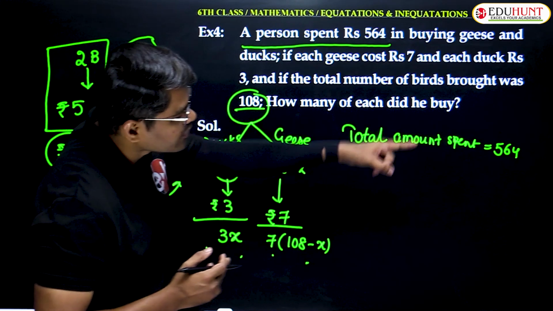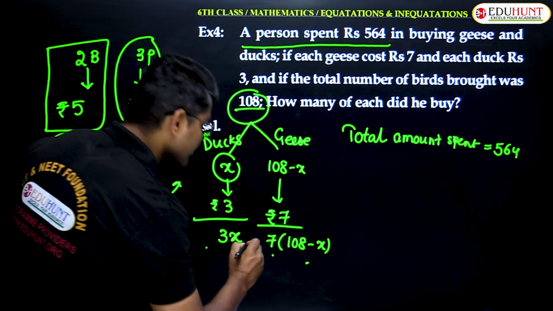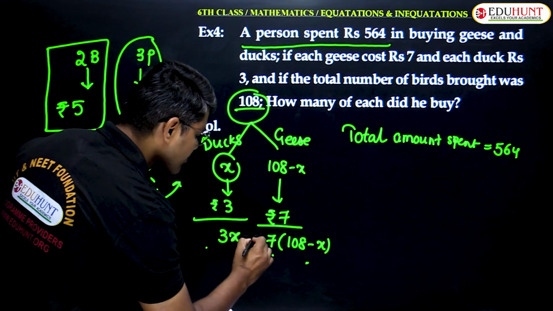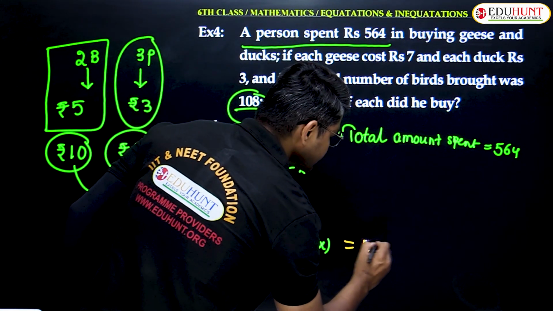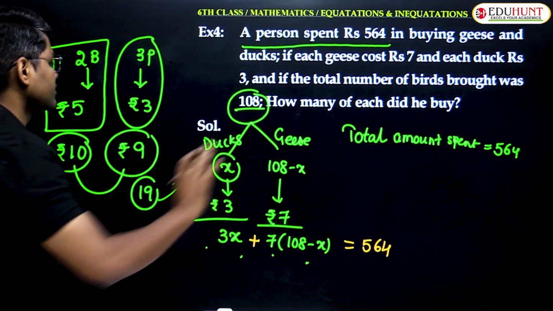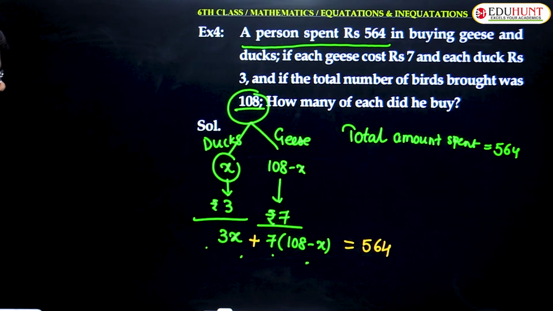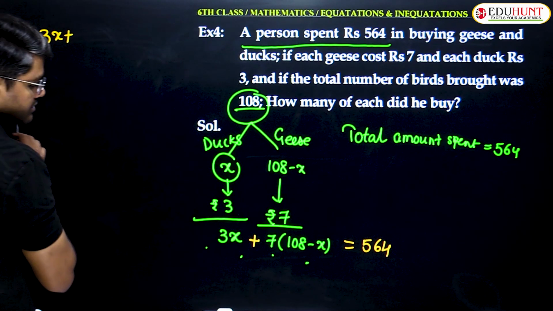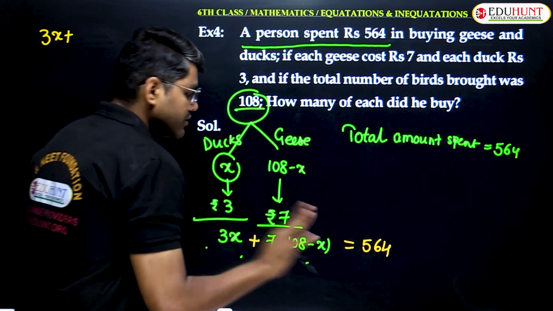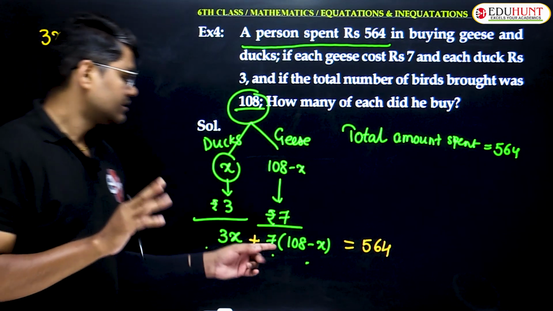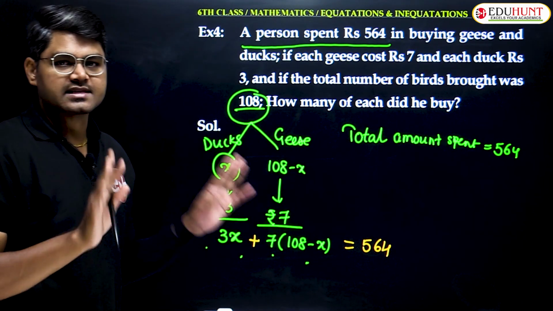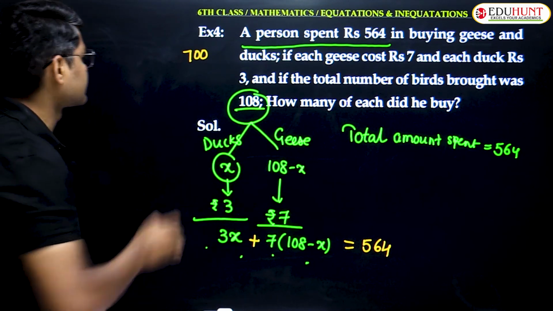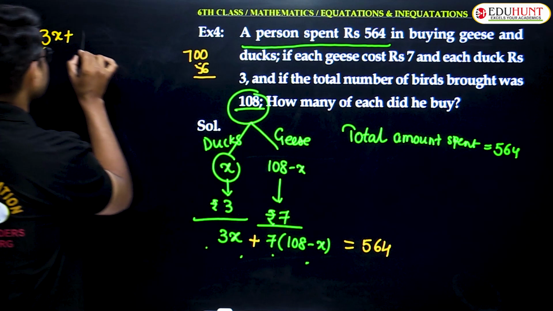Now the total amount spent is 564. That means we have to add both these amounts. We get 564. Now solve this question, you will get the answer. 3x plus 7 into 108. While you are multiplying, 7 into 100 is 700, 7 into 8 is 56. Just add both of them, you will get the answer, 756.